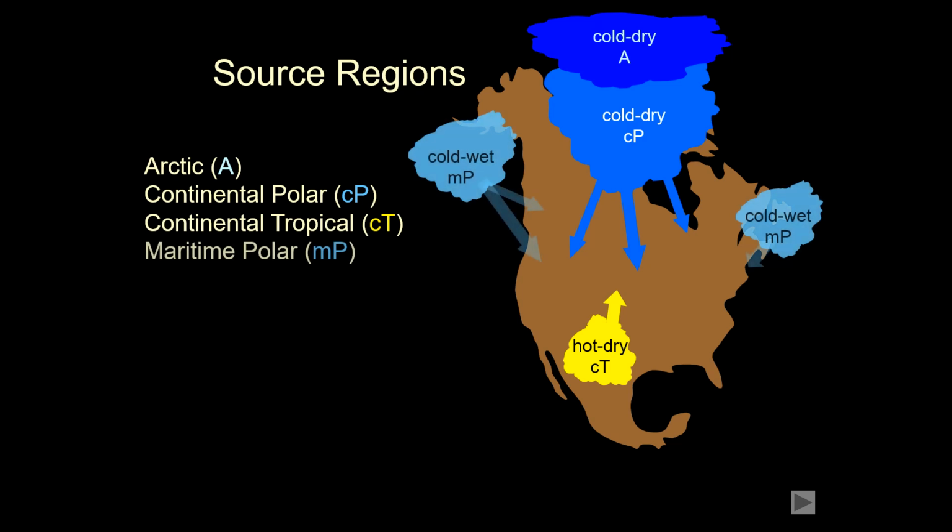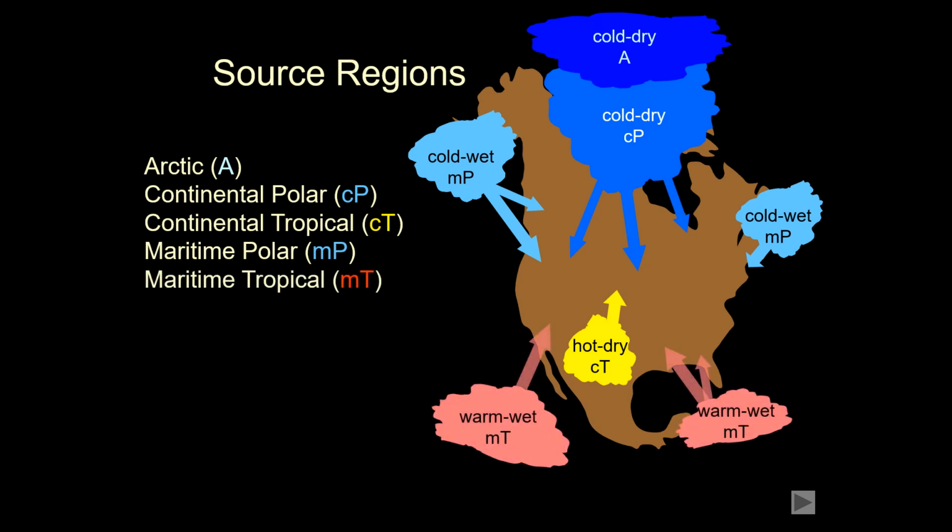You have cold, wet mP, maritime polar, on both the west and east sides. So cold and wet. Why is it cold? Because it's polar. Why is it wet? Because it starts with m, maritime, produced over the water body and carrying a lot of moisture content. That's why it's mP. You also have warm, wet mT, maritime tropical.